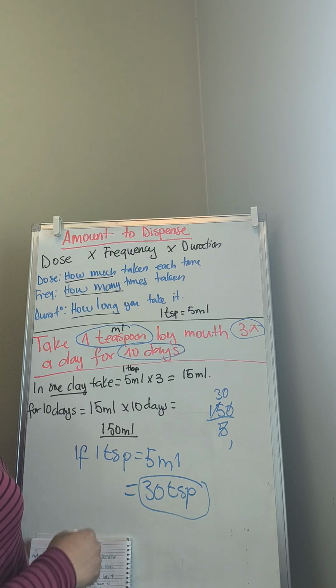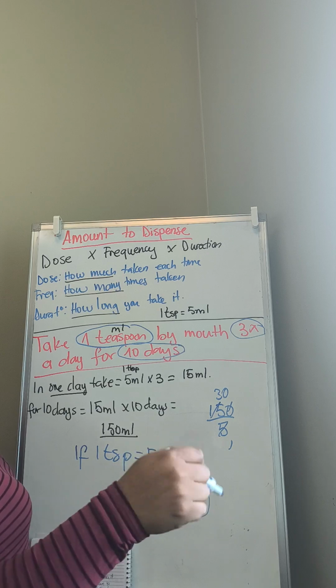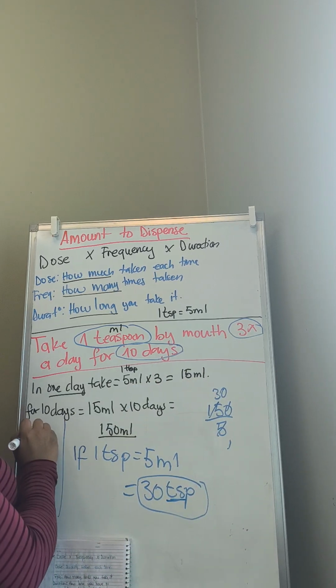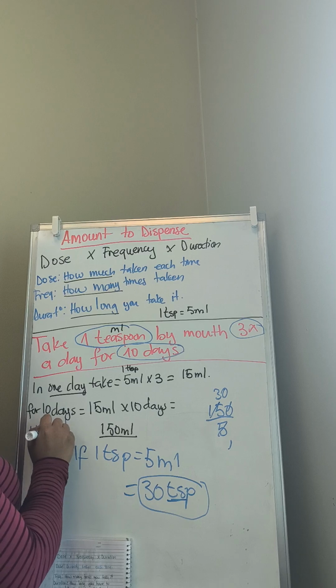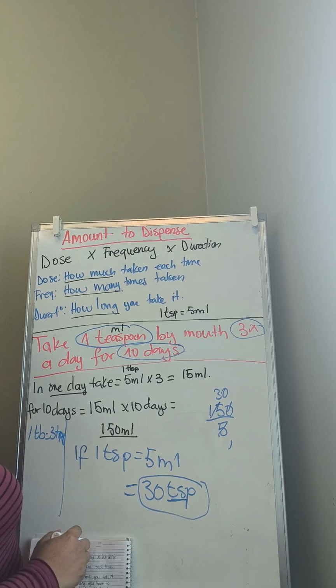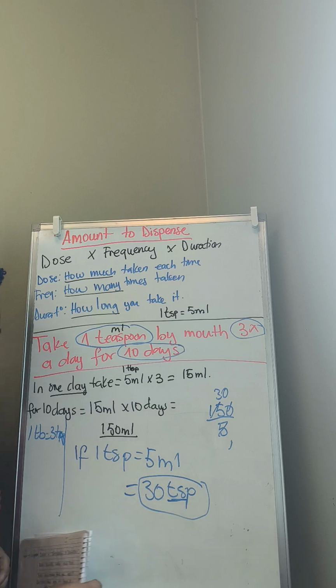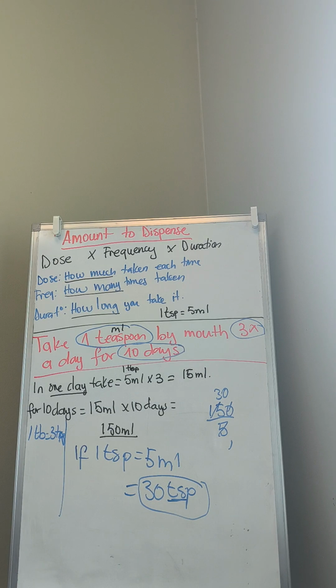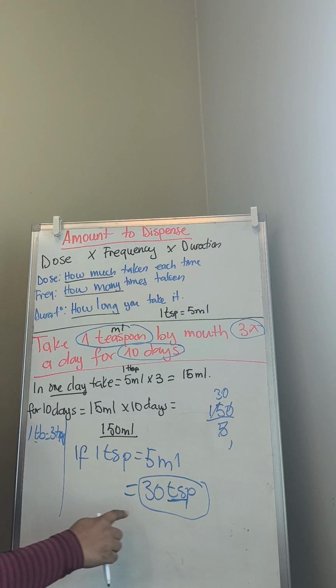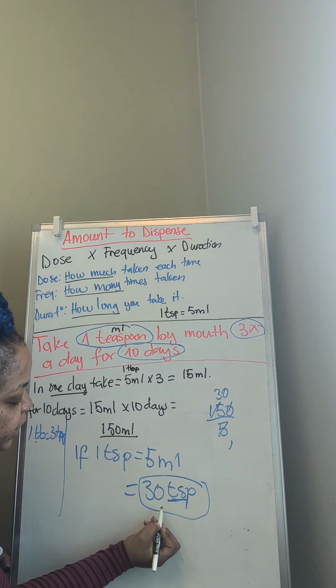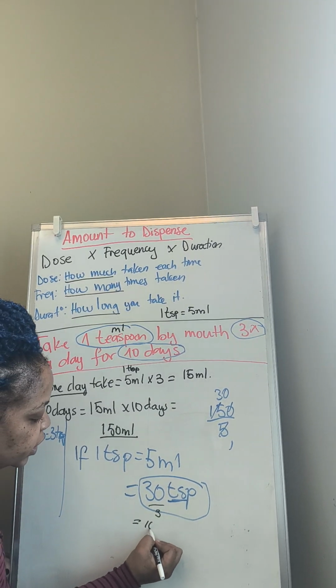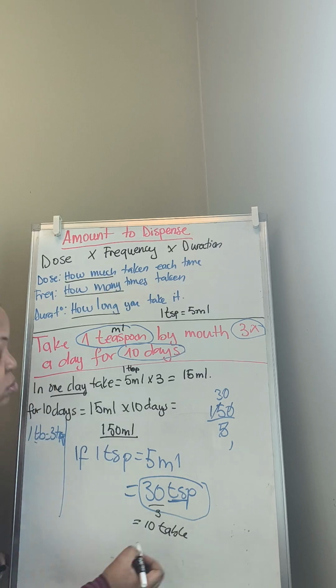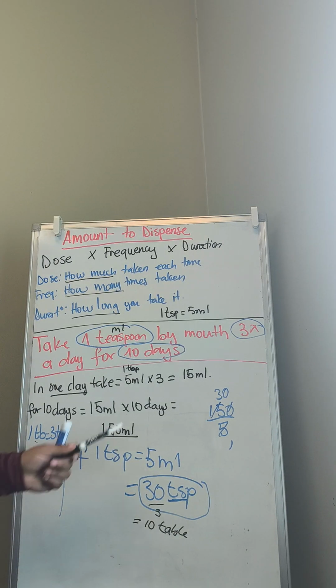Your teacher can say again, convert teaspoons into tablespoons. I'm going to break it down. 1 tablespoon is equal to 3 teaspoons. Now this might get a little complicated, but please follow. If 1 tablespoon is equal to 3 teaspoons and I have 30 teaspoons, I'm just dividing this by 3 basically. 10 tablespoons. They're going to take 10 tablespoons in 10 days. That's amount to dispense. I hope that's straightforward enough, right?